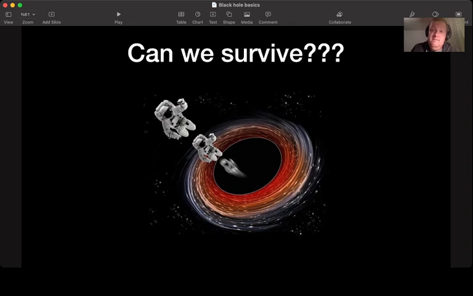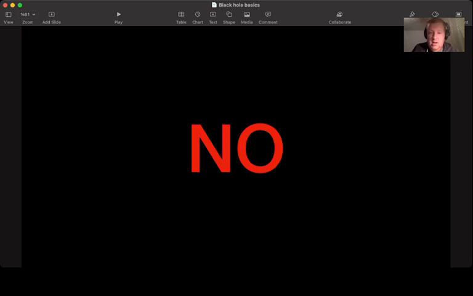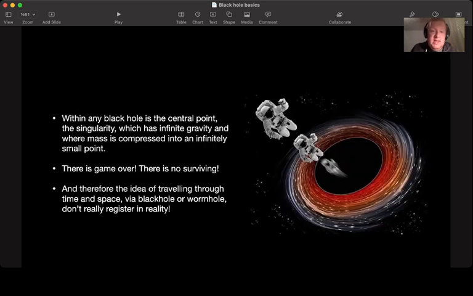So, can we survive after falling into a black hole? Is it possible that we might be able to fall in and then see what's actually inside the black hole? Will we ever know what's inside? The answer is no, absolutely not. Within any black hole is the central point, the singularity, which has infinite gravity and where mass is compressed into an infinitely small point. Basically, it's game over. There is no surviving.